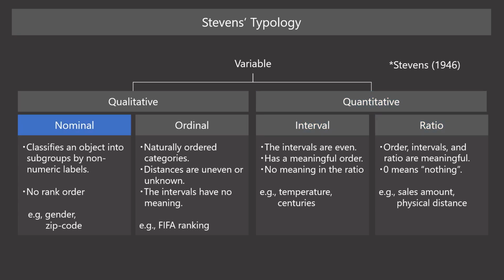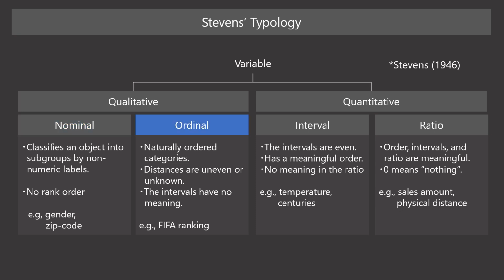Nominal variable classifies an object into subgroups by non-numeric labels. It does not have any rank order and cannot be measured quantitatively. Examples include gender, zip code, residency, and so on.